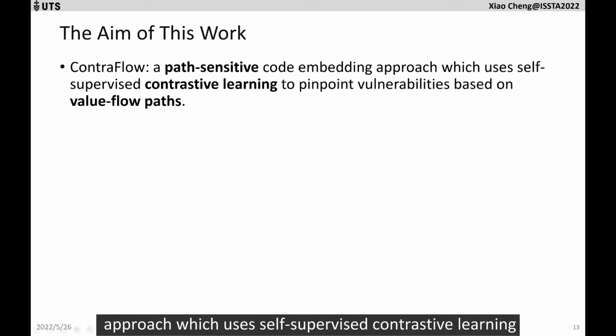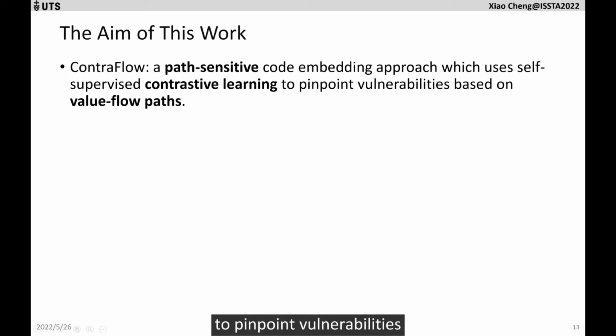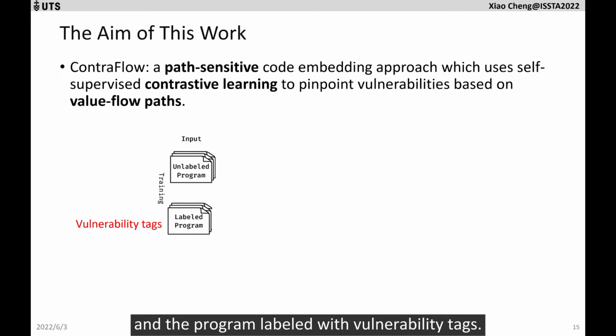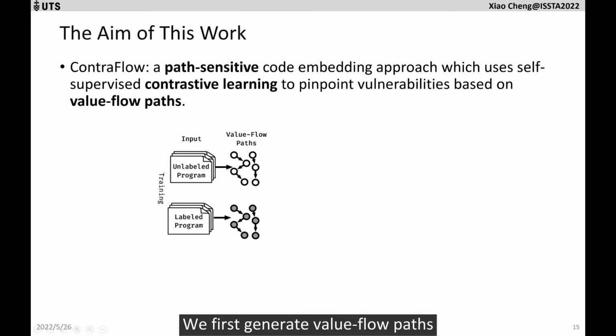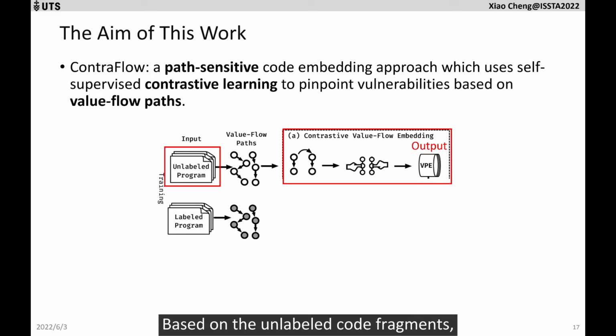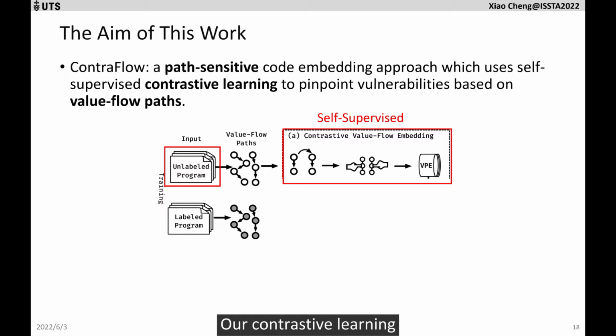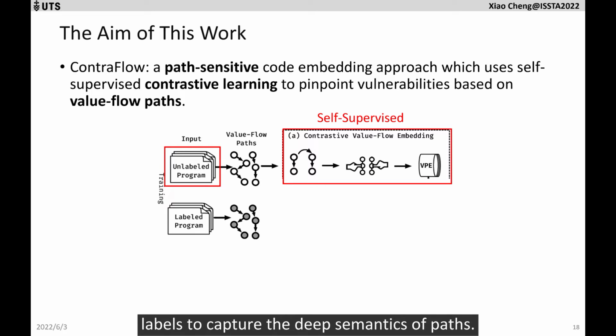which uses self-supervised contrastive learning to pinpoint vulnerabilities based on value flow paths. The inputs are unlabeled programs and programs labeled with vulnerability tags. We first generate value flow paths using an existing static analyzer, SVF. Based on the unlabeled code fragments, we enable contrastive learning to pre-train a value flow path encoder, or VPE, which can produce the vector representation of each value flow path. Our contrastive learning is self-supervised and does not need manual labels to capture the deep semantics of paths.